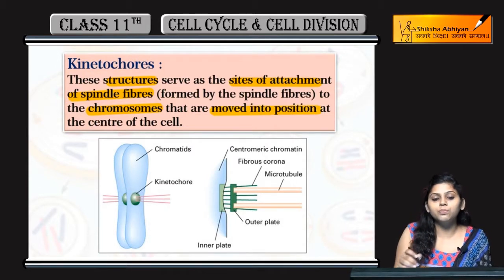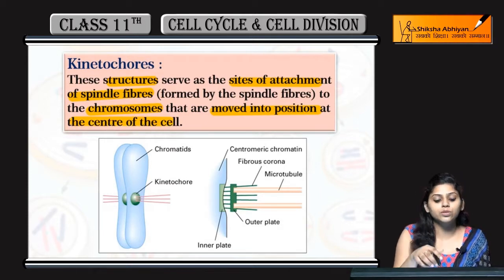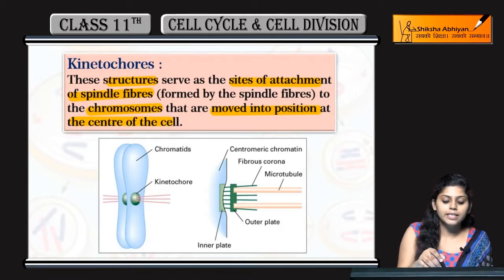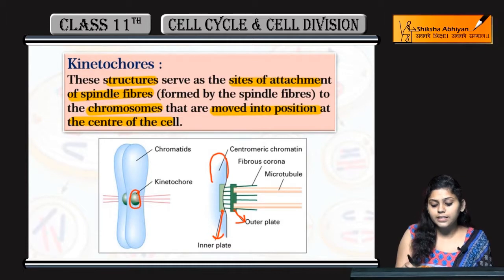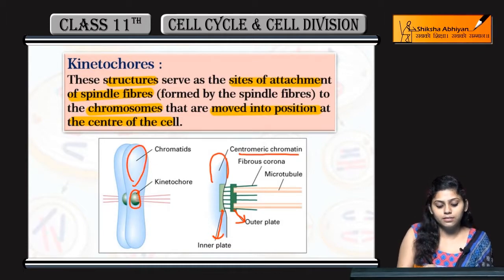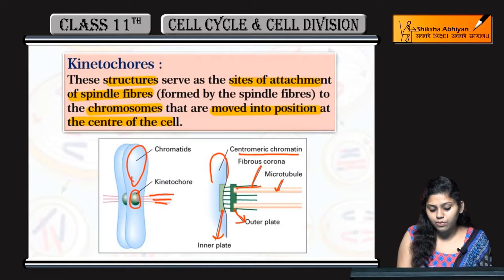That are moved into position at the center of the cell. कहाँ पे moved into the position होते हैं? At the center of the cells. These are the kinetochores. And अगर इसे zoom करके देखें, then outer plate, inner plate is present. This is centromeric chromatin और chromatids हैं ये. Fibrous corona is present. And ये जो structures हैं ये क्या है?